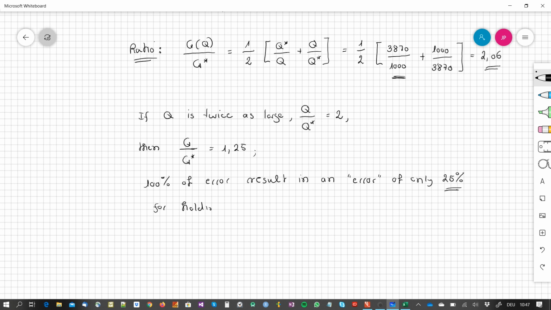For holding costs of inventory and our setup costs. Yeah, and this is quite surprising. So our economic order quantity is very, very insensitive to errors, and it gives very good results in what to order. And this is why this EOQ formula is so important and also so popular in practice.